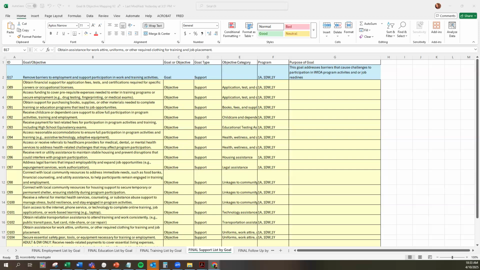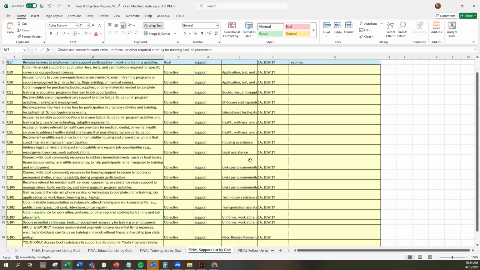For our support service and our follow-up ones, we received much higher percentages of these were clear and straightforward. For support service, I'll see if I can maybe zoom out. Well, I don't want to zoom out too much. You can almost see all of them.